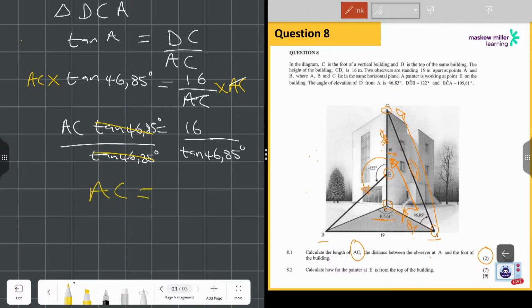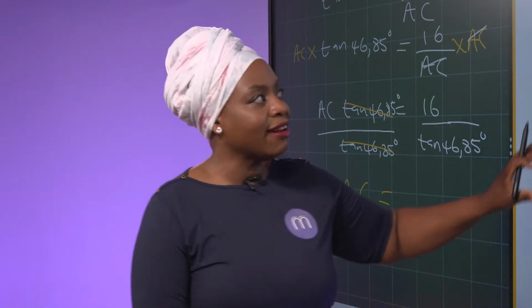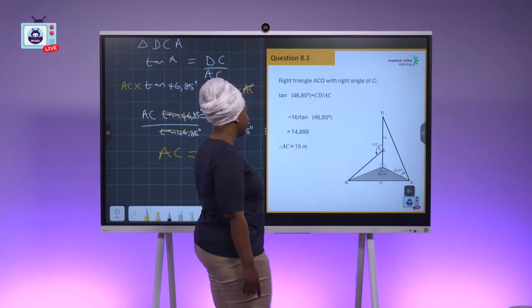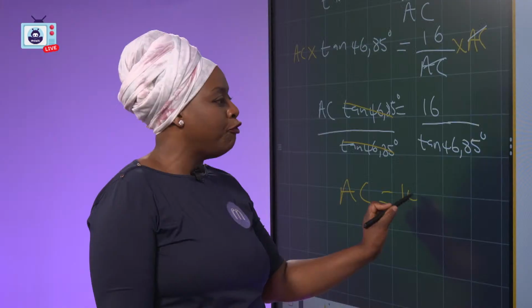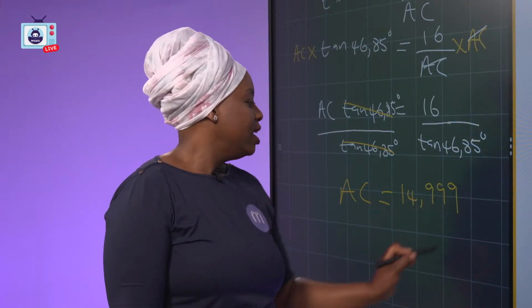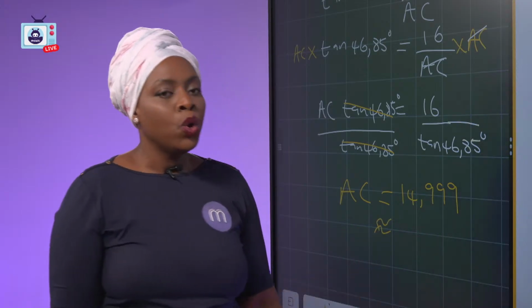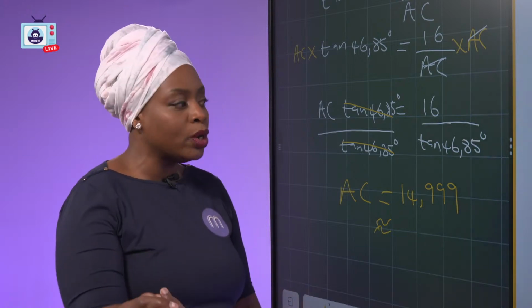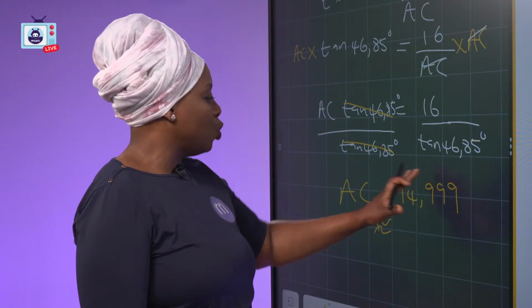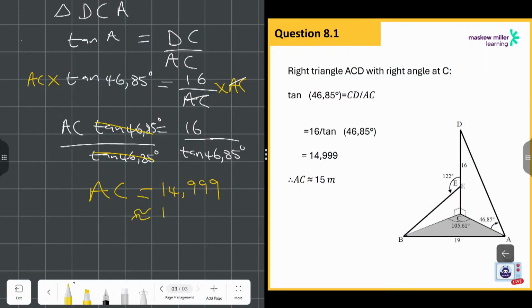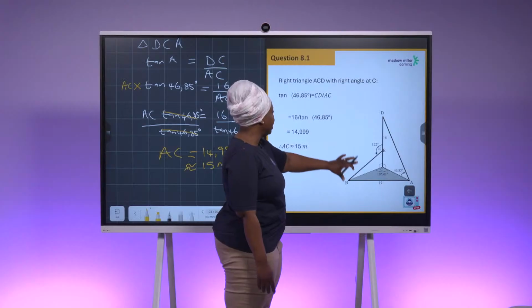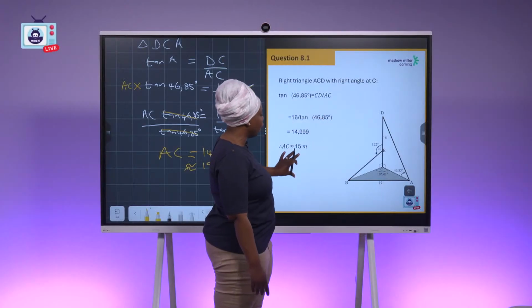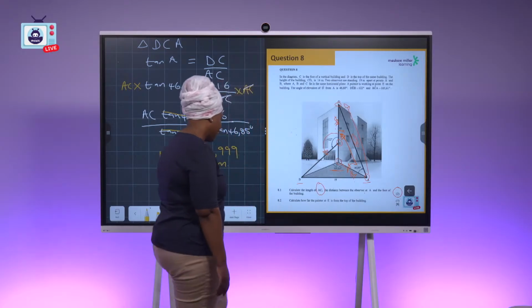So AC will therefore be equal to, you can quickly use the calculator and get what that will be. It will be like 14,999. And if we do the proper maths calculation, in your question paper they would have asked you to round to at least 2 decimal places or 1. But if you do this rounding, you will see that you're getting 15 meters. So AC is actually 15 meters. Here I have tried to show it properly for you to be able to follow it up properly. Okay.